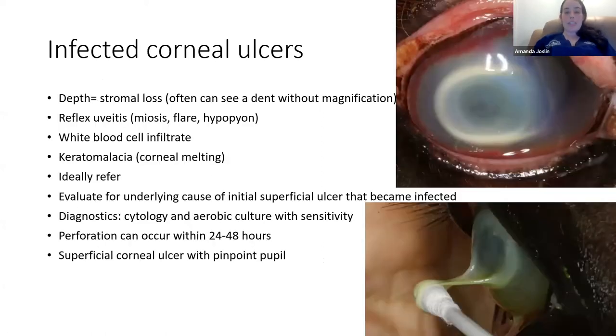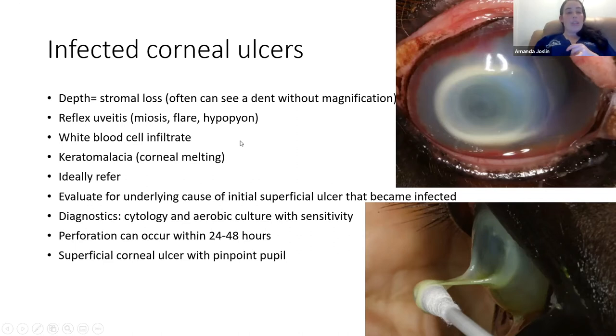Now we talk about the more serious infected corneal ulcers. So these pictures are horses, but horses have the best pictures of melting. But when we talk about an infected ulcer, any stromal loss is infection. So if you are seeing a dent in the eye without any further magnification or staining, then with that, you are saying that you have an infected ulcer.